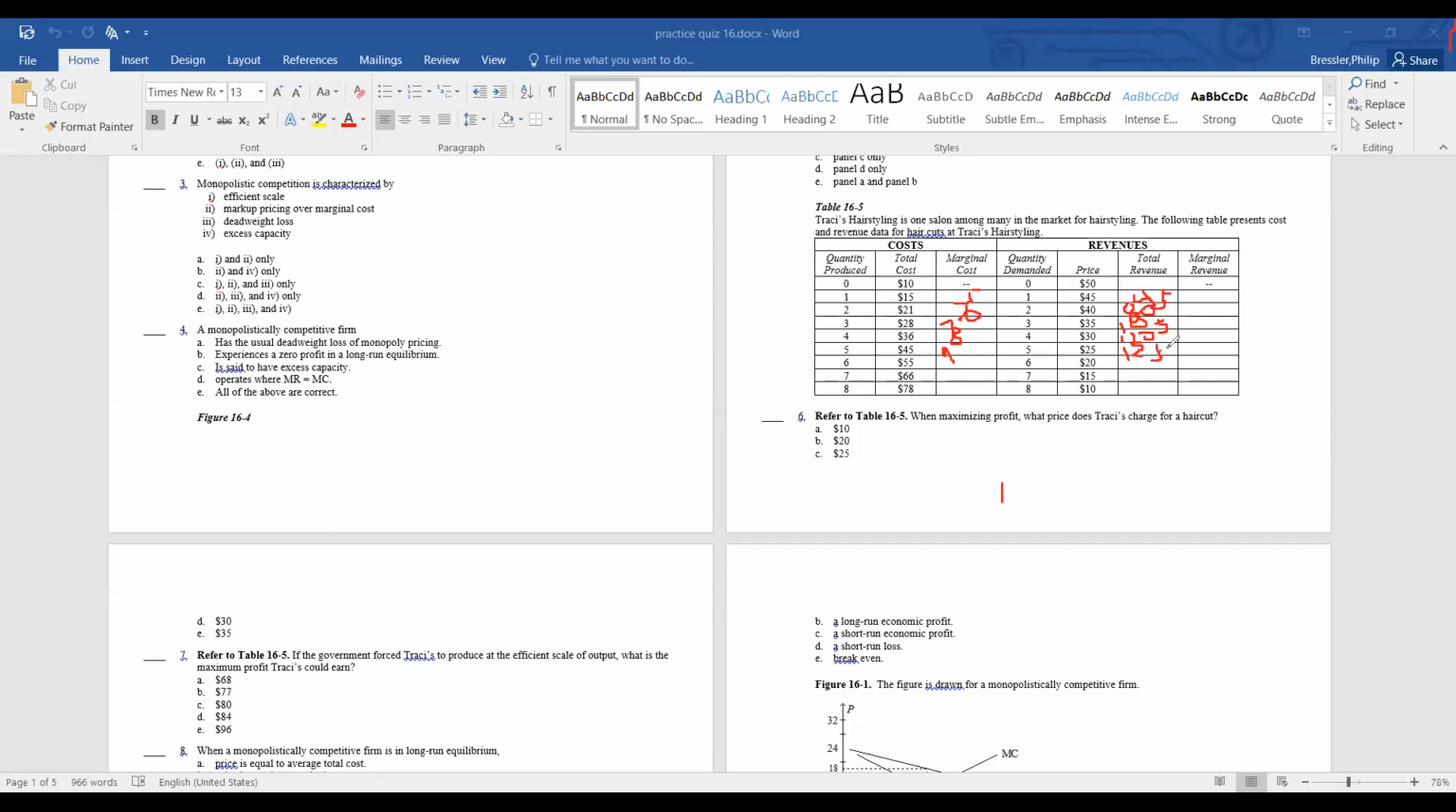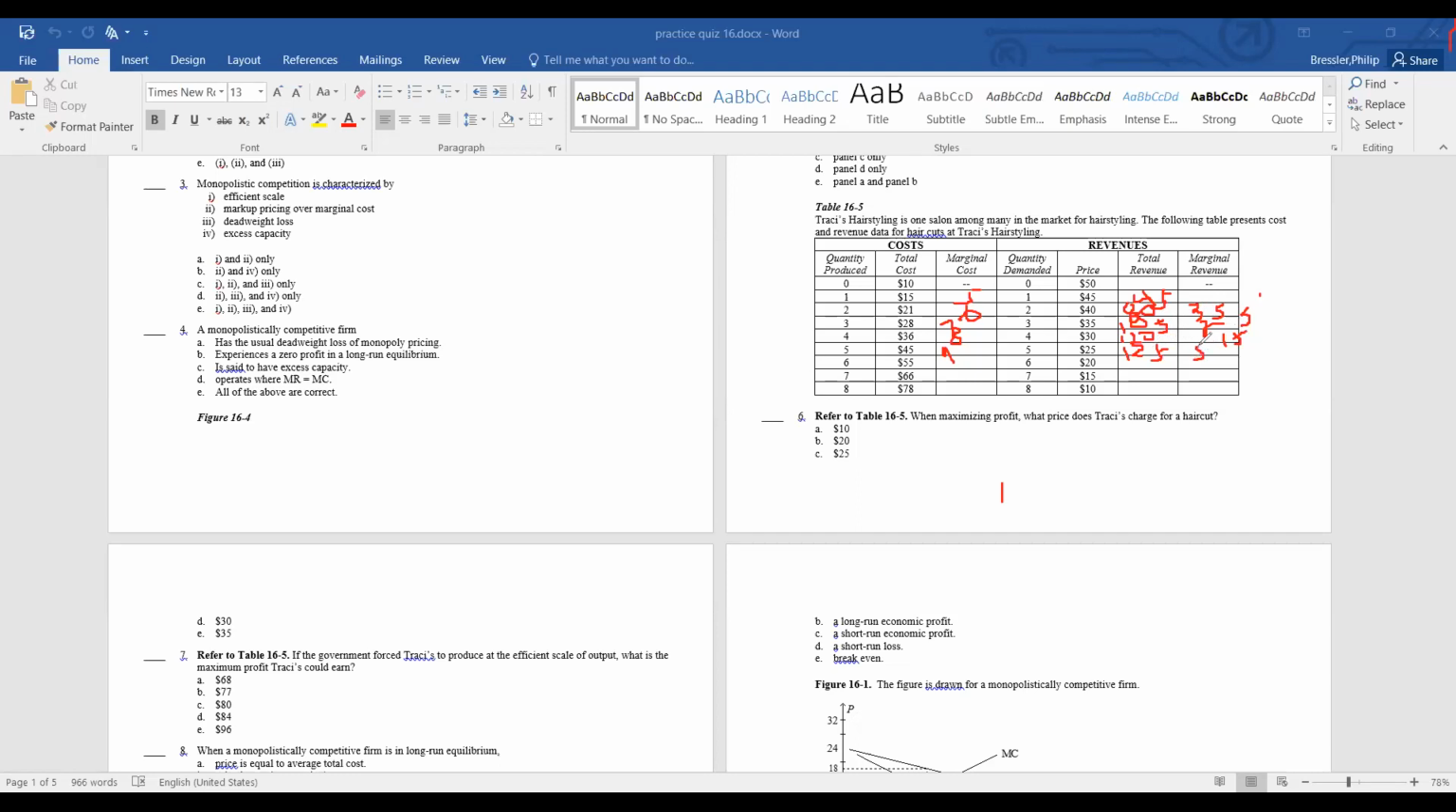All right. So my marginal revenue is 45 minus 0 is 45. 80 minus 45 is 35. This is 105 minus 80 is 25. 120 minus 105 is 15. And then 125 minus 120 is 5.